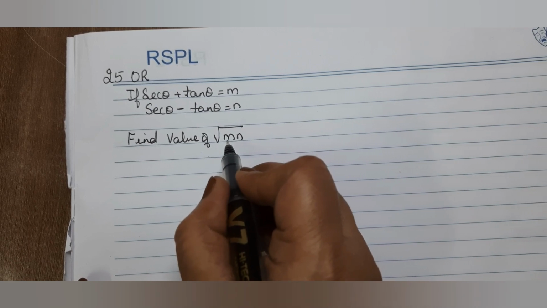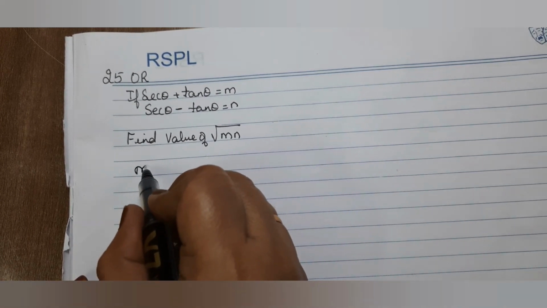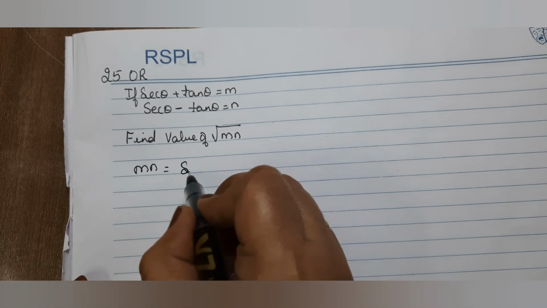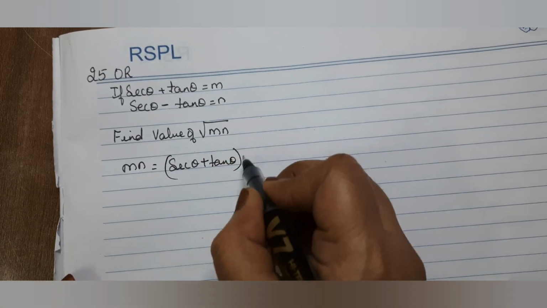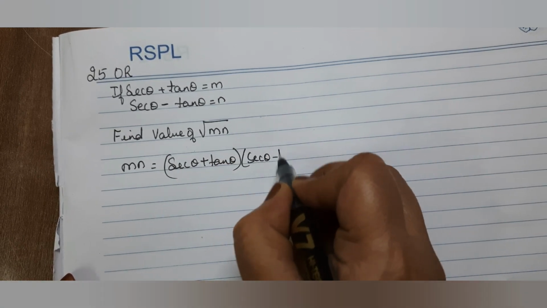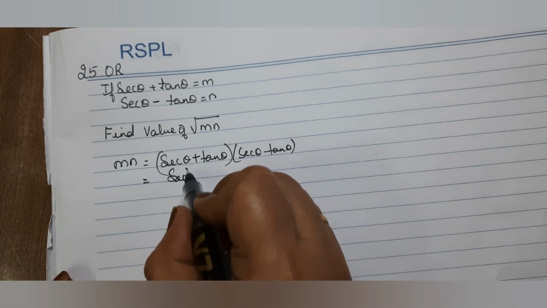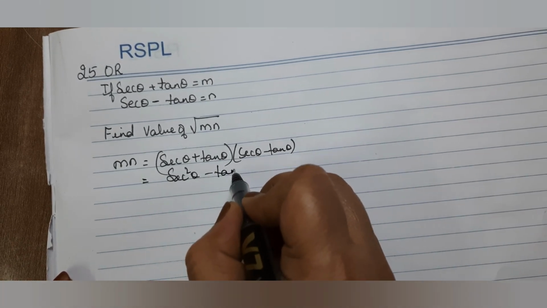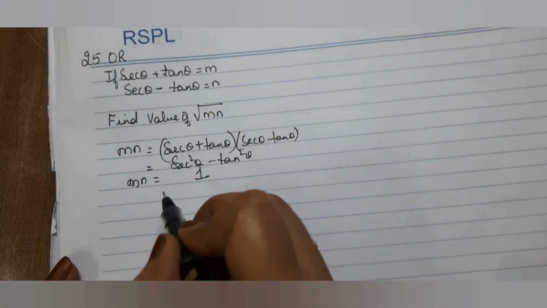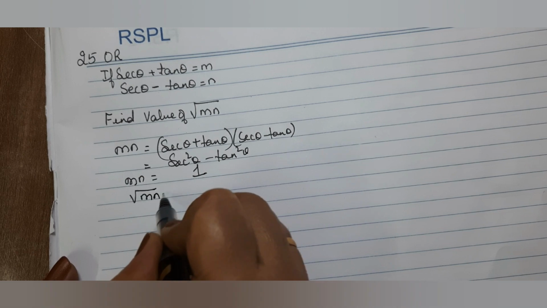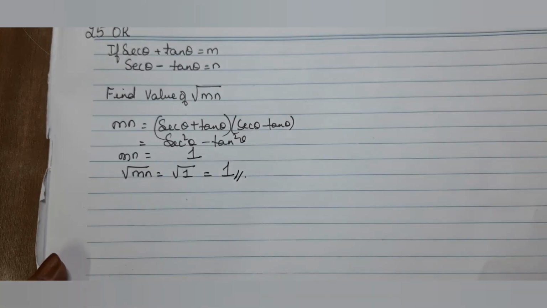We see here the question will help us what to do next. M into n. So we'll take m into n: secant theta + tan theta, then secant theta - tan theta. So what is this? Secant square theta minus tan square theta, that is 1. M into n is 1. So the square root of mn, that is the square root of 1, will be 1.